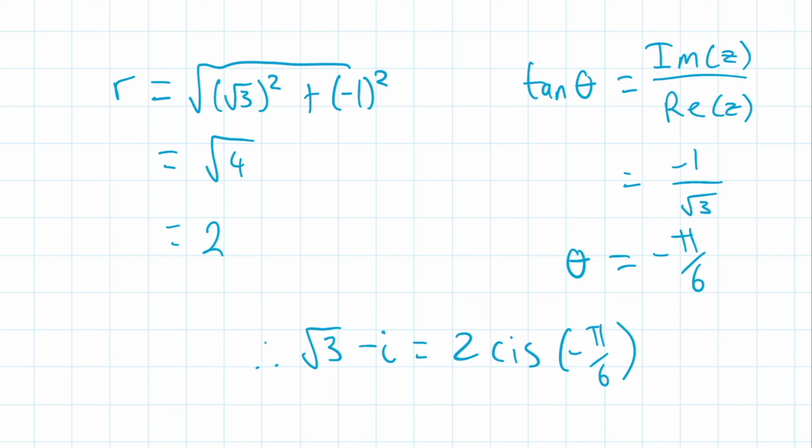Just note, if I got something like 7 pi on 6, I would have to adjust my angle to make it negative 5 pi on 6. And if I quickly consider my angle, negative pi on 6 is between negative pi and positive pi, so I don't need to do anything to simplify my angle for this question.